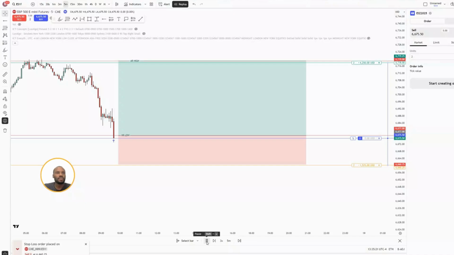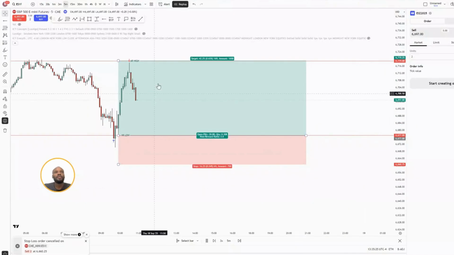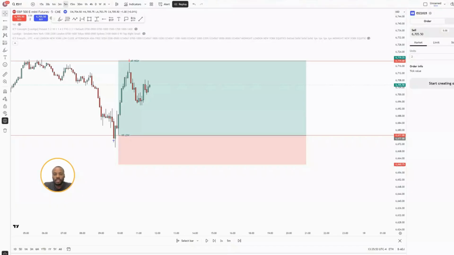So let's take a look at the trade, how it would have played out. As you can see, boom, boom, boom, boom. You'd have hit your trade. So that's basically the importance of identifying your Asia range low and the Asia range high, because market makers tend to come and sweep those liquidity levels.